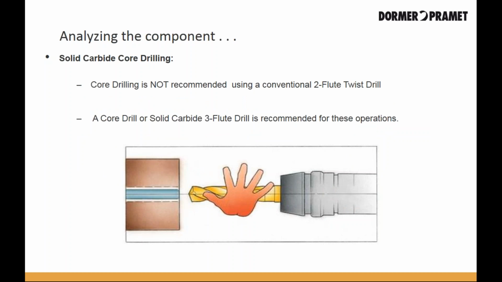It is never a good idea to use a 2-flute solid carbide drill for coring operations. In this case, the chisel of the drill is not doing any of the work and no chip breaking will take place. The chips created will be long stringers which can wrap around the drill body or get clogged in the flutes, causing drill breakage or damage to the part. Use of a core drill or a solid carbide 3-flute drill is always recommended in cases like this.